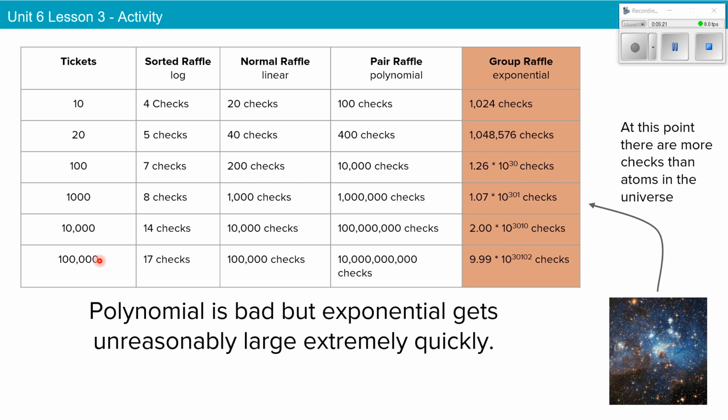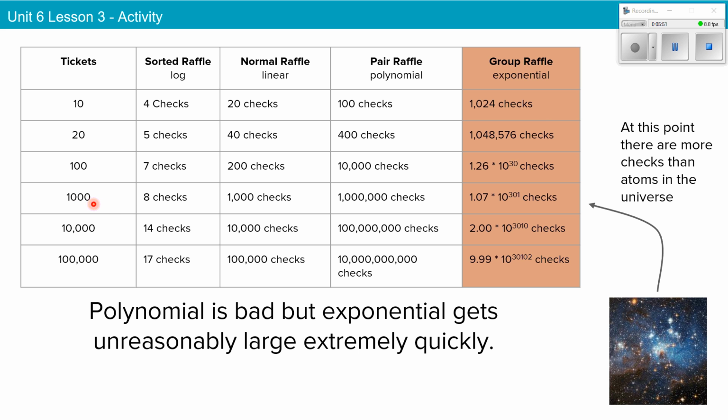So if we look at going from 10 up to 100,000 tickets, we can see the sorted raffle where we're doing a binary search. This is the linear search. This is the polynomial. And this is exponential. With 10 tickets, using binary search is 4 checks. Linear search is 20. Polynomial, or the pair raffle, that's 100. The group raffle, that's 1,024.